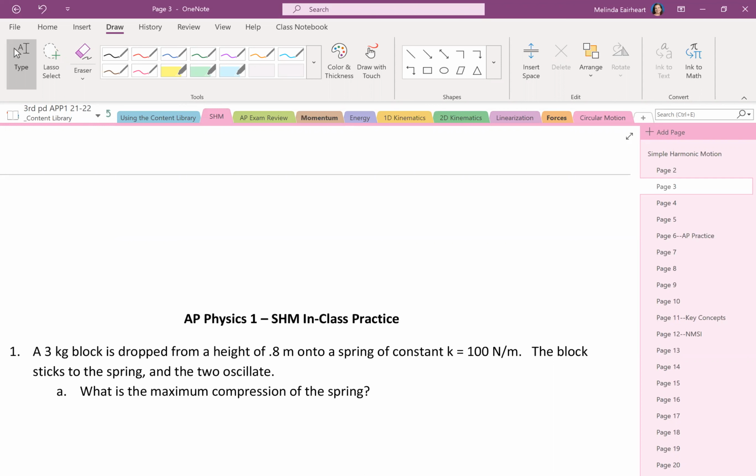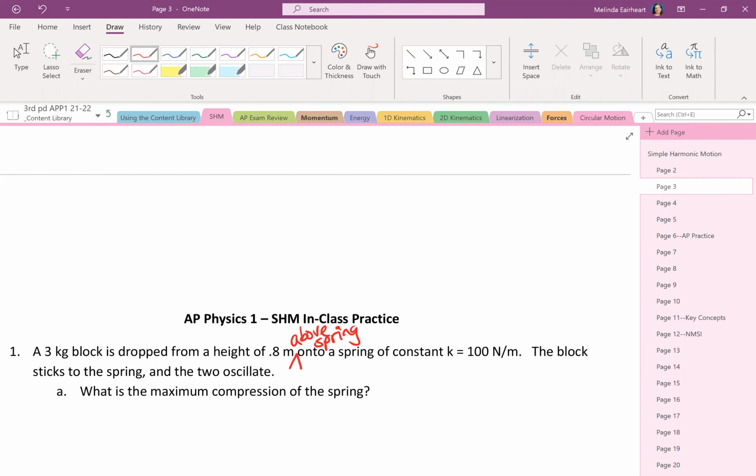It says a 3 kilogram block is dropped from a height of 0.8 meters, and it really, to be clear, it should say 0.8 meters above the spring, because I'm going to show the spring on a table. It's not 0.8 meters above the table. We'll assume, and the key aligns with this, 0.8 above the spring.